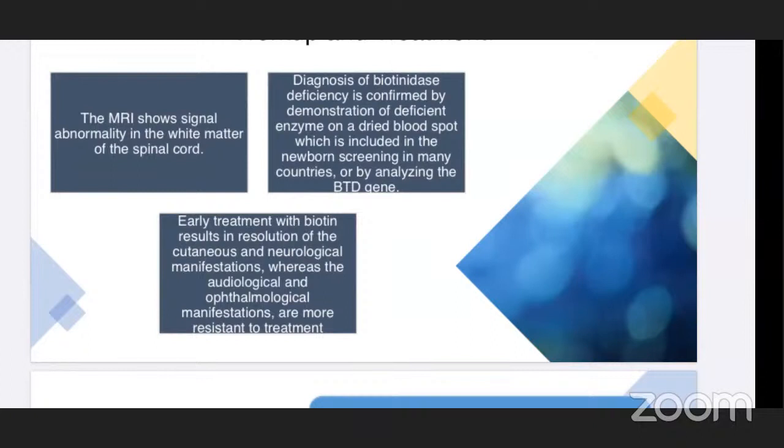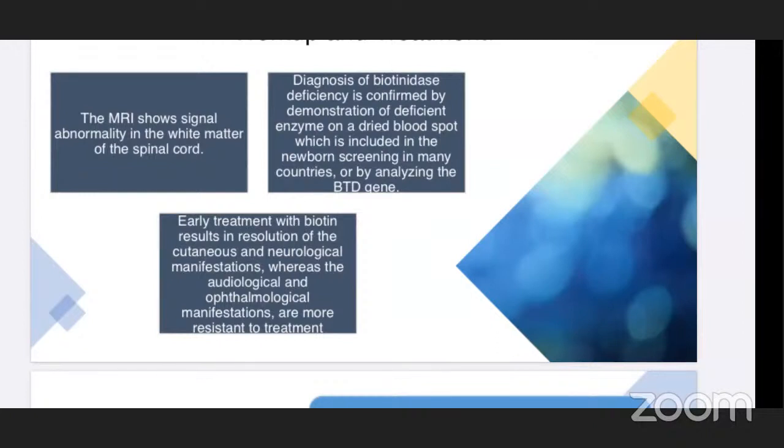It's included in the newborn screening in many countries. Early treatment with biotin results in a resolution of the cutaneous and neurological manifestations, whereas the audiological or ophthalmological manifestations are sometimes resistant, or it will take time to resolve.